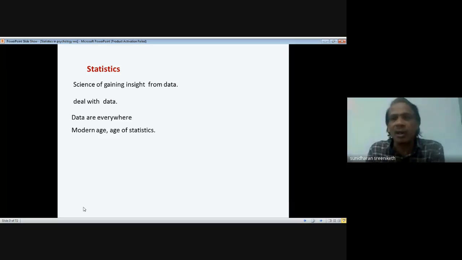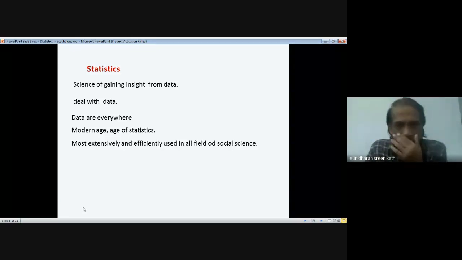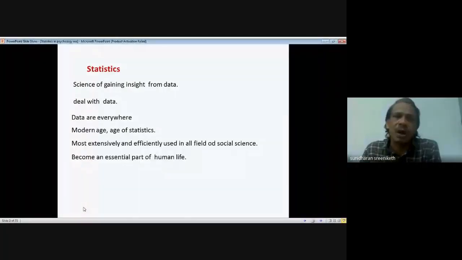In this modern age or postmodern age, data is very important, and there are many issues regarding the data. So we can say that our modern age is the age of statistics, and statistics is extensively and efficiently used in all fields of social sciences. In almost every science, statistics is very important. Every science has its application of statistical method, but it is most extensively and efficiently used in the field of social science. And now it has become an essential part of human life.